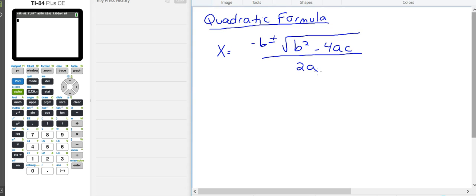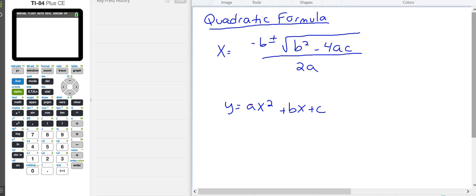Let's say you have an equation in the form y is equal to ax squared plus bx plus c. Wherever you have an a term in your equation, you're going to plug it into the formula. Wherever you have a b term in the equation, you're going to plug it into the formula by b. Wherever you have a c term in the equation, you're going to plug it into the formula by c. So let's look at that.